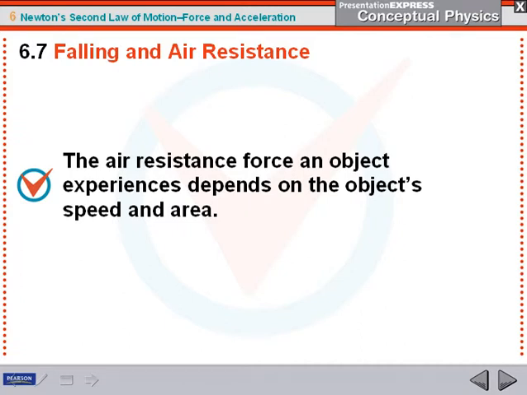Welcome to the 6.7 podcast. This is on falling and air resistance. The main idea is the air resistance force an object experiences depends on the object's speed and area. We're going to get a lot into terminal speed, parachuting, skydiving, and we'll try to put everything together that we've learned this chapter.